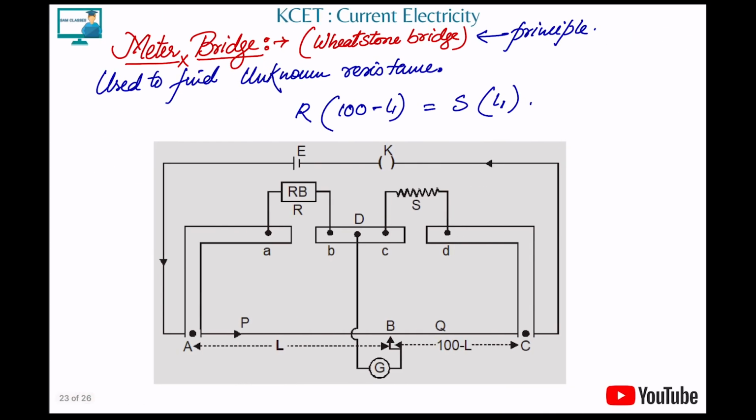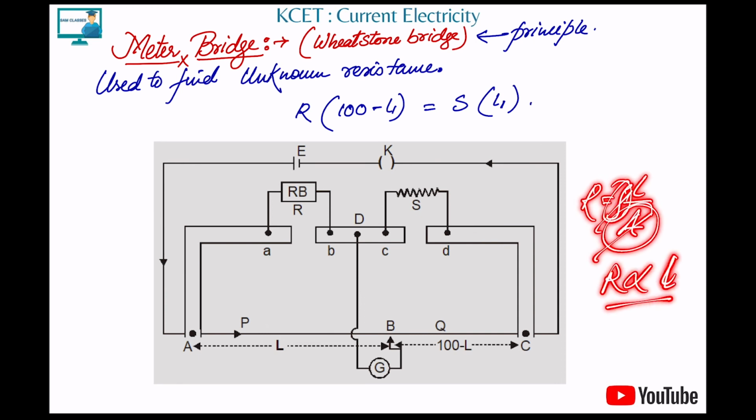Next, meter bridge. Meter bridge is also very similar to the Wheatstone bridge. Instead of just resistance, here we have the length part which is behaving like a resistance. Because we know R is equal to rho L by A, and if we keep the area and rho the same, then R is directly proportional to L. So in that case, the length will behave as a resistance.